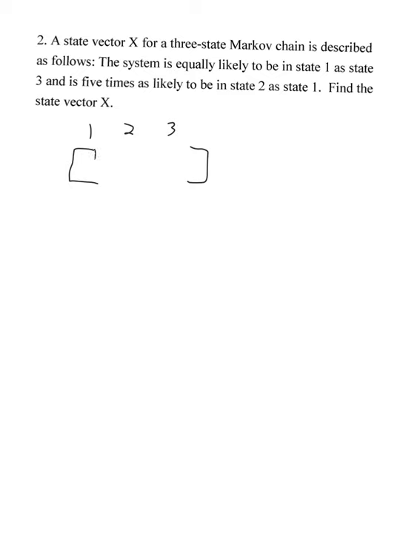So we can write these as fractions. It says it's 5 times as likely to be in state 2 as state 1. So if 1 and 3 are the same, we just call those 1. State 2 is 5 times as likely, so put that as a 5. To figure out my denominator, they all have to be the same denominator, and these have to add to 1. So 1, 5, and 1 add to 7, so these are all over 7: 1/7, 5/7, 1/7. There's my state vector.